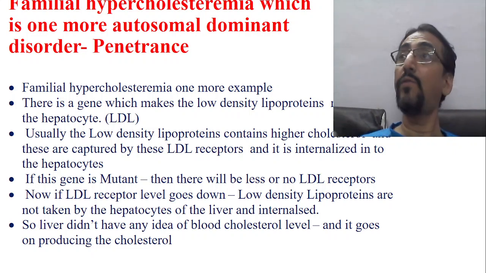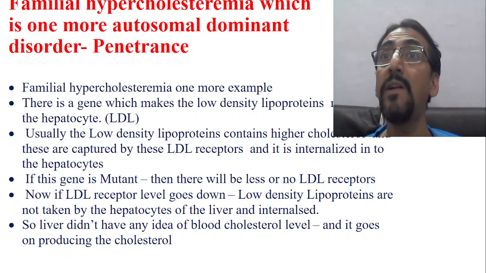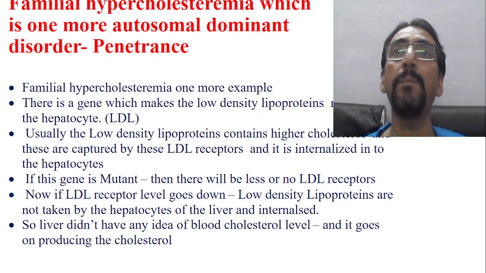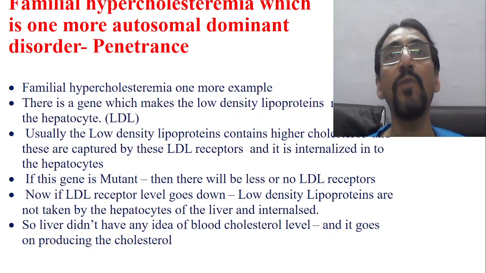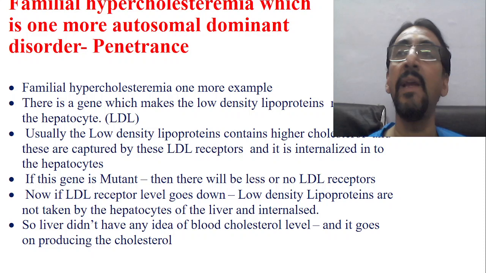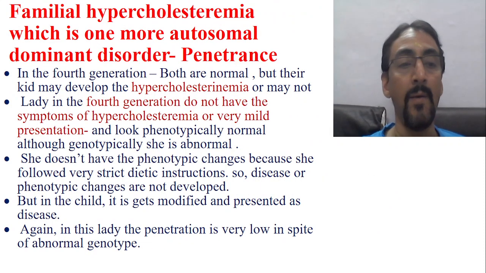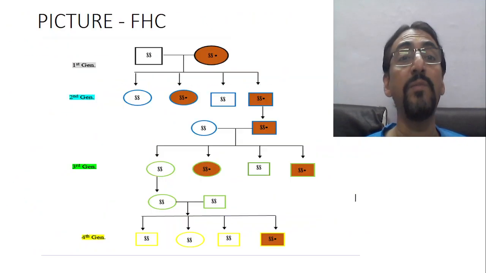Okay, so this is the problem, familial hypercholesterolemia. Usually familial hypercholesterolemia is an autosomal dominant condition. Dominant means many of the people of the family will be affected. It does not skip a generation. Every generation there will be a problem. So this is what exactly happens in case of familial hypercholesterolemia. Now we look into this particular pedigree.